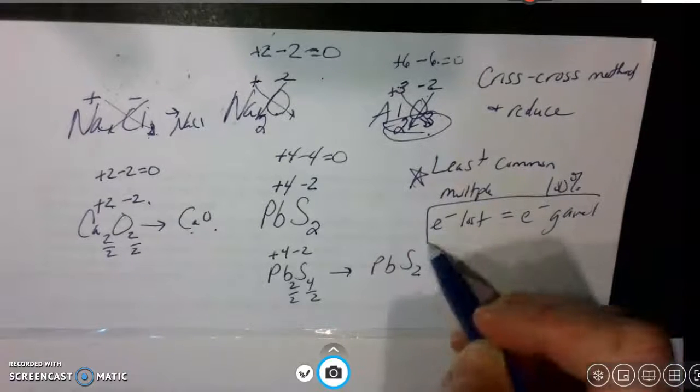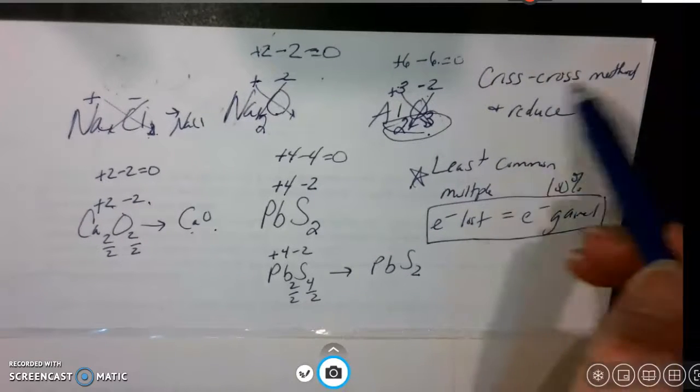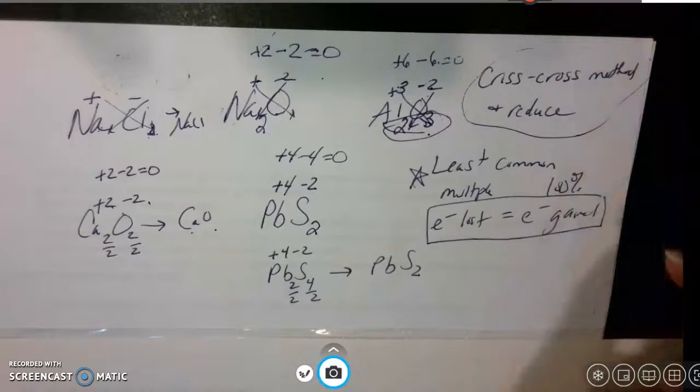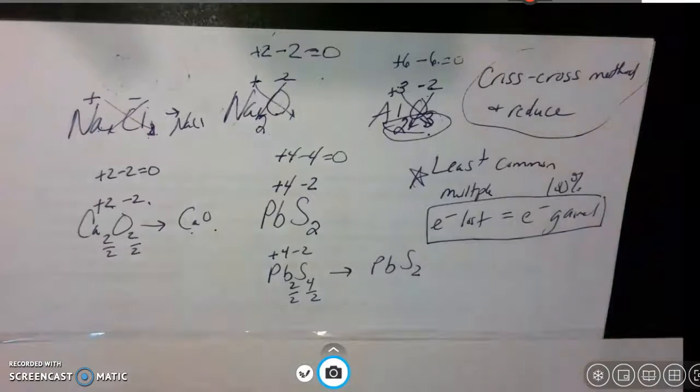Okay, because of this law of conservation of matter, the electrons lost have to equal the electrons gained. This is your shortcut, that crisscross and reduce. It works most of the time, but there are some exceptions to it, so just be careful with that one. Okay, so that is how you write the formula from charges.